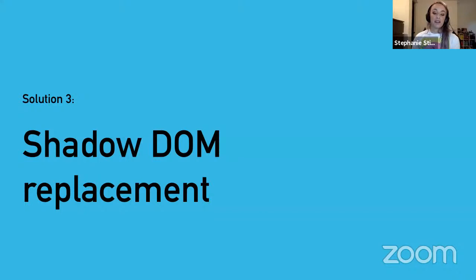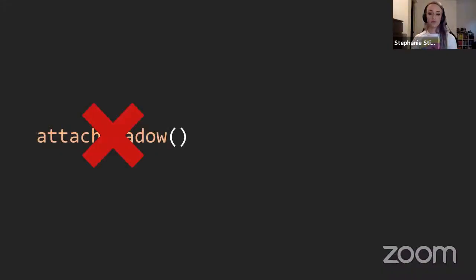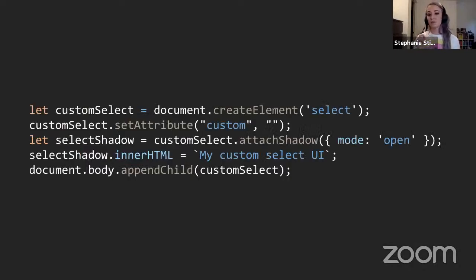Our final proposal, our third solution for customized controls, is shadow DOM replacement. Currently, if you try to attach shadow, you can't call that on a form control. It throws an exception. We're proposing this restriction be removed when enabling customization for a given control type, and calling attach shadow will result in the default user agent shadow DOM being swapped out with a new shadow root that would then be populated with content provided by the developer.